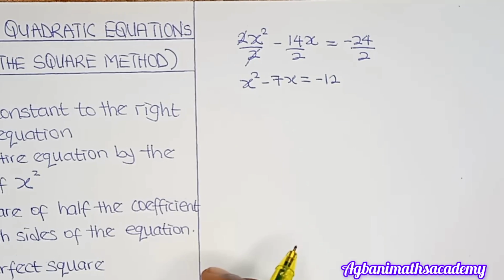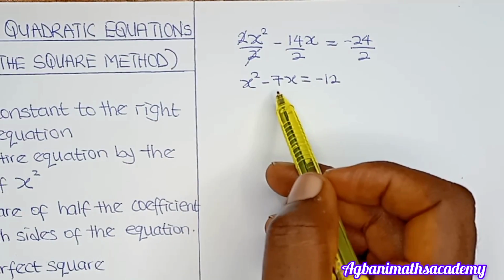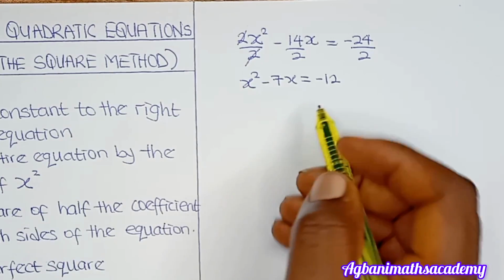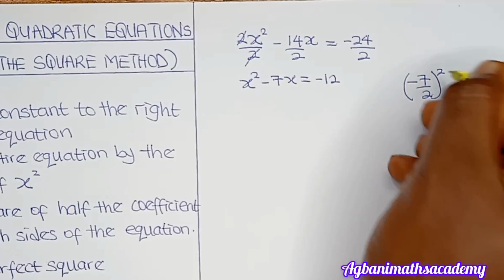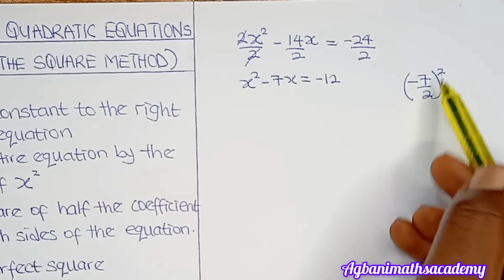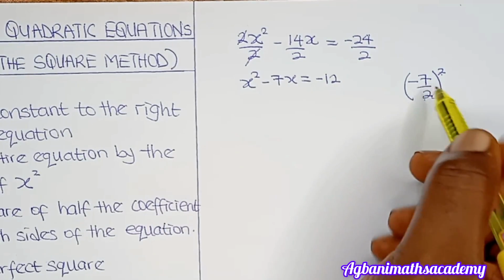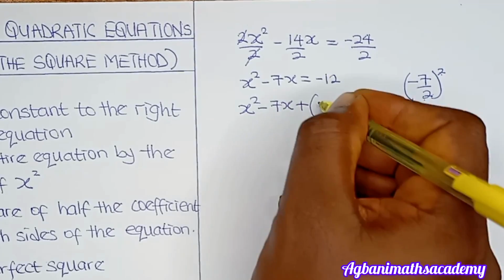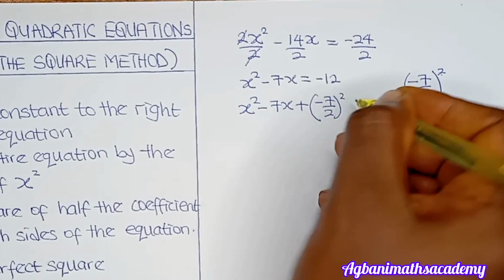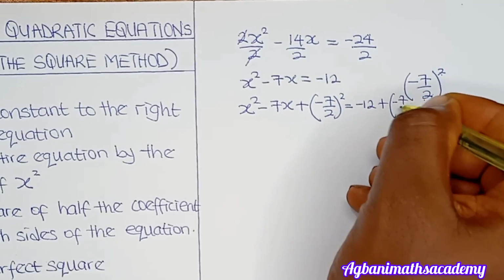The third step is add the square of half the coefficient of x to both sides of the equation. Now the coefficient of x is minus 7, so we are going to add the square of half of that. Half of minus 7 is minus 7 all over 2, and the square of that is what we are going to add. The square of half of minus 7, which is the coefficient of x, we are going to add to both sides. This will give us x squared minus 7x plus minus 7 all over 2 squared is equal to minus 12 plus minus 7 all over 2 squared.